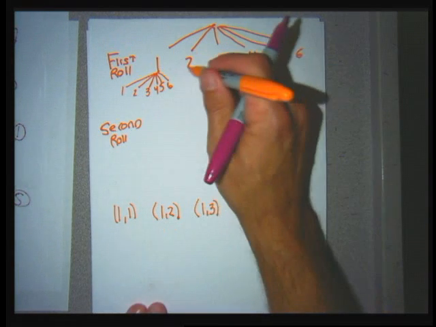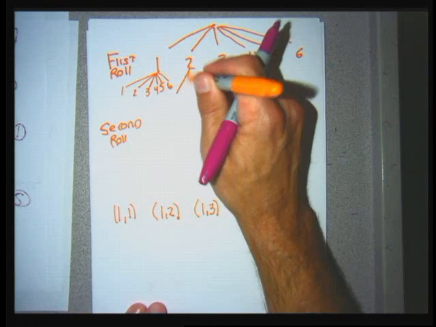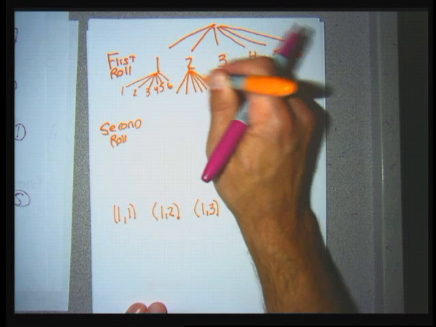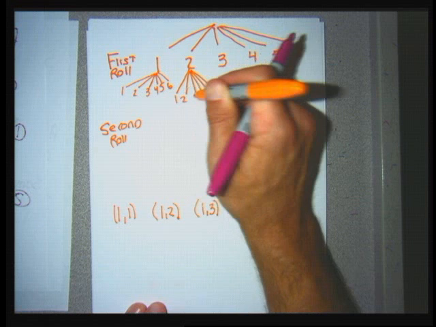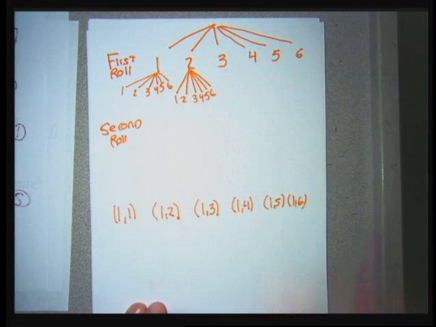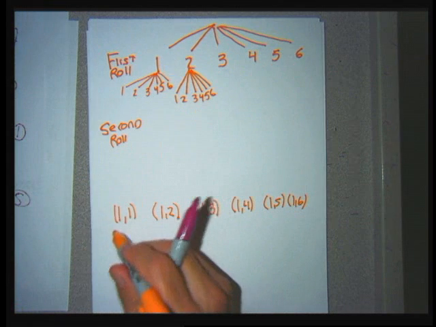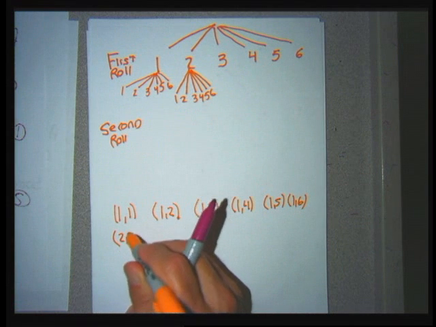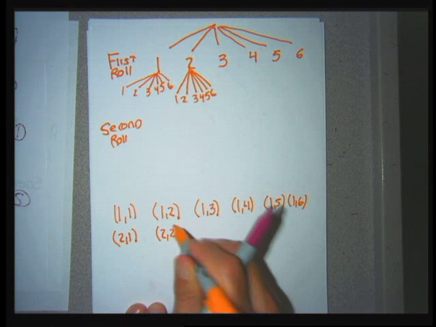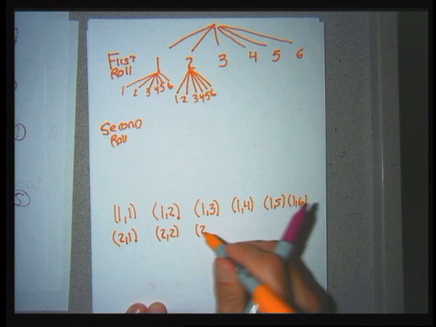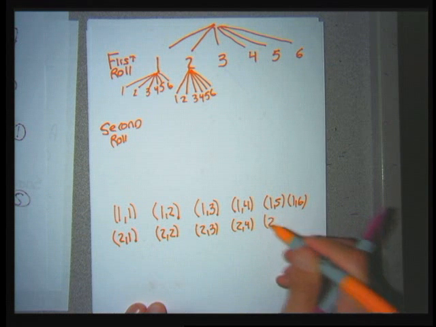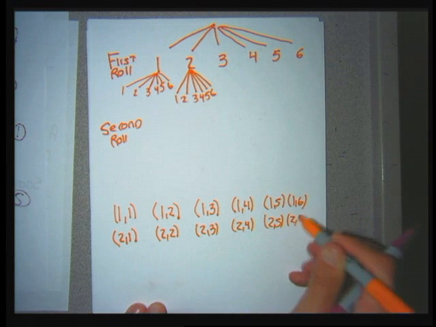Now I'm going to go to the 2. If I get a 2 first, that doesn't keep me from getting any of the other 6 numbers. So under the 2, I'm going to make 6 branches, and on those branches I'm going to write the numbers 1 through 6. The portion of my sample space that comes from it is getting a 2 on the first roll and a 1 on the second roll, a 2 and a 2, a 2 then a 3, a 2 then a 4, a 2 then a 5, and a 2 then a 6.